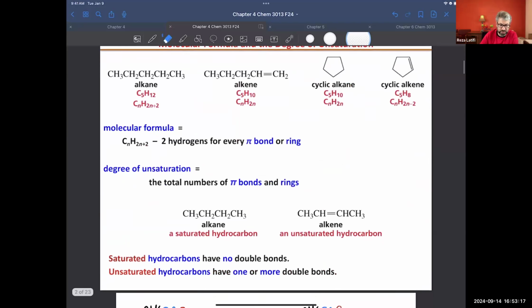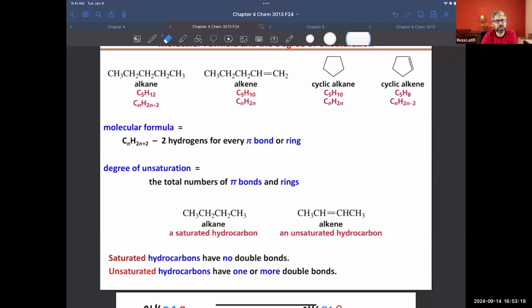Okay. First thing that I have to say about them is that alkanes are saturated compounds, while alkenes are unsaturated. And the formula for alkenes is going to be H2n, okay?